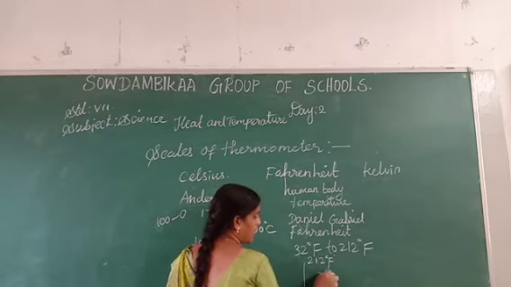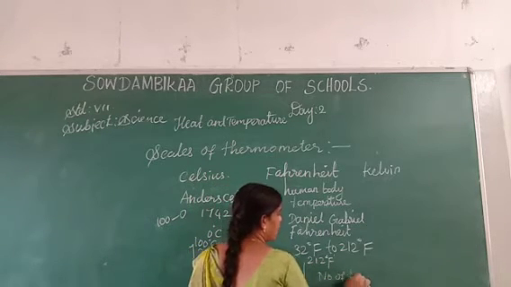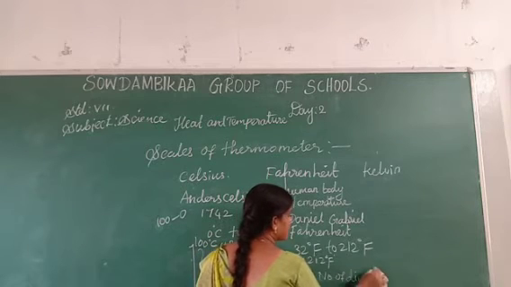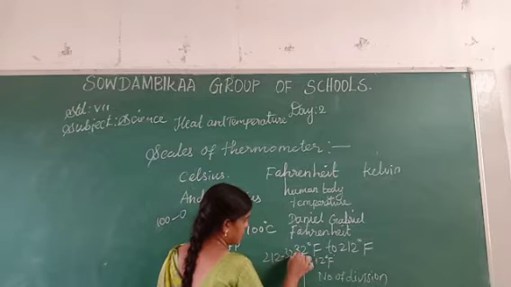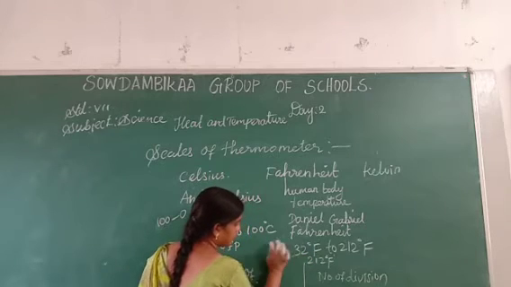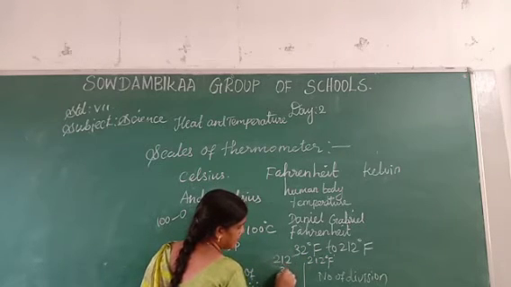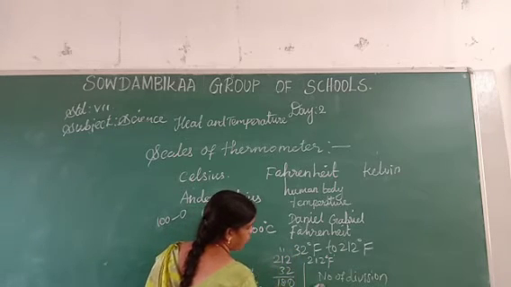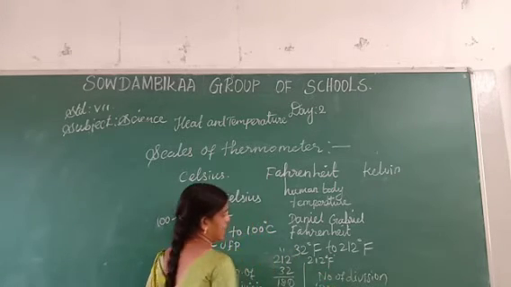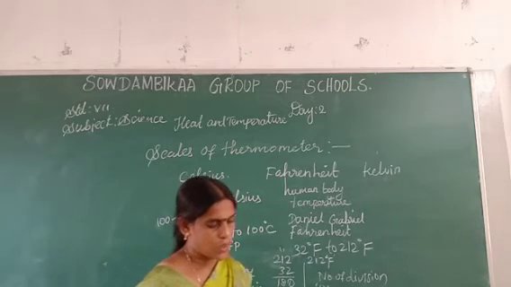Now we know the number of divisions. How do we find it? Take the upper limit minus the lower limit: 212 minus 32 is 180. How many divisions are there? 180 divisions. Okay. Next one is Kelvin.